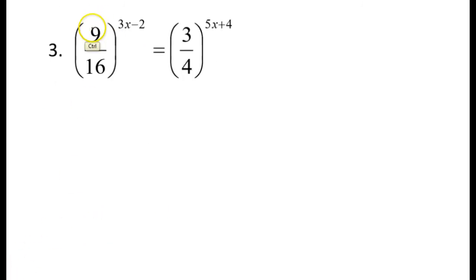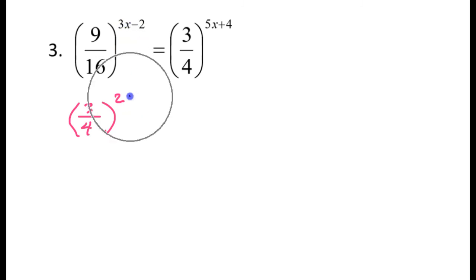All right, looking at number 3, 9 over 16. You will probably believe me if I tell you that 9 over 16 is the same thing as 3/4 squared. Right? Because if you squared 3 and you squared 4, you would get 9 over 16. All right, so that's the same thing. And I will just take my 3x minus 2 and put that in parentheses.